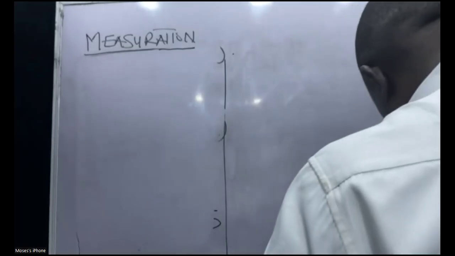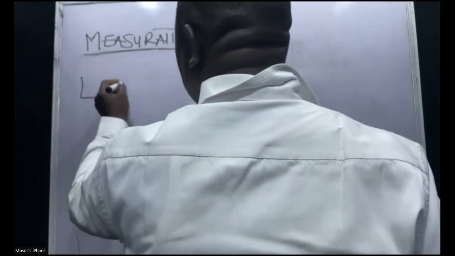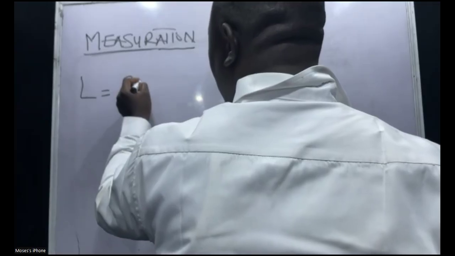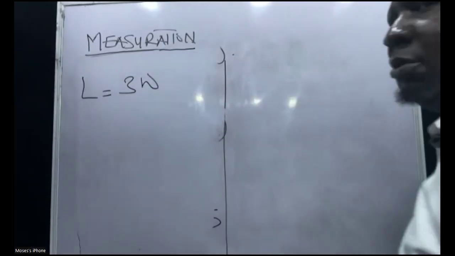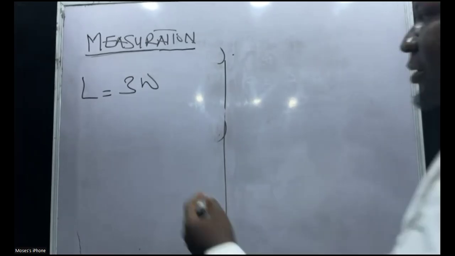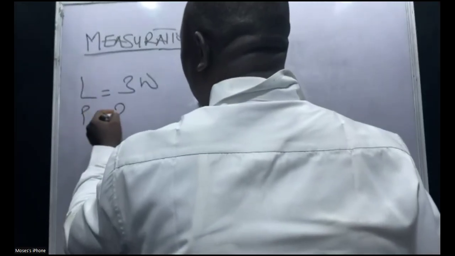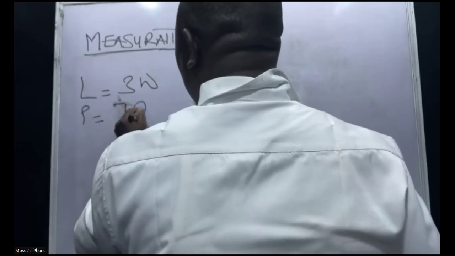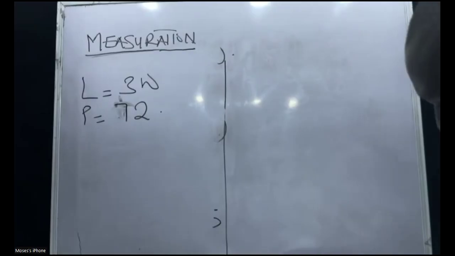The length of a rectangle is 3 times its width. If the perimeter is 72 centimeter, the width of the rectangle is what? We are still on rectangle. They say the length is 3 times what? The width. That is mathematics. Whatever you see as a statement, you express it with your mathematical function. Then the perimeter is 72. Find the width.